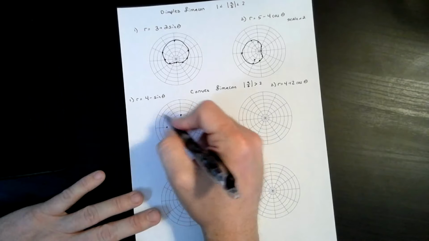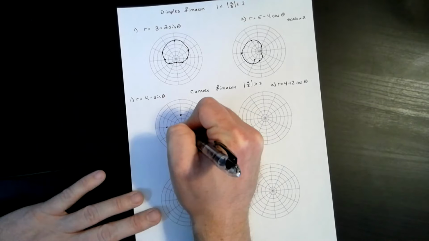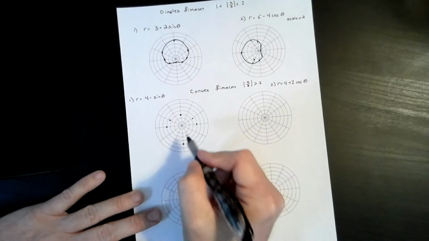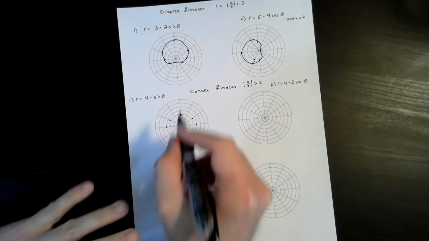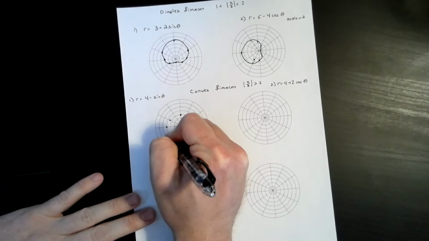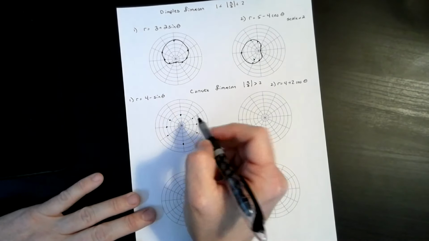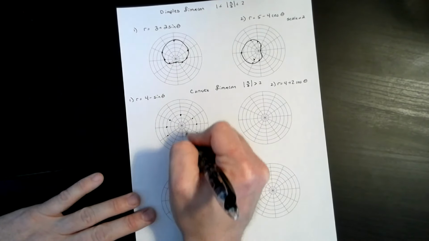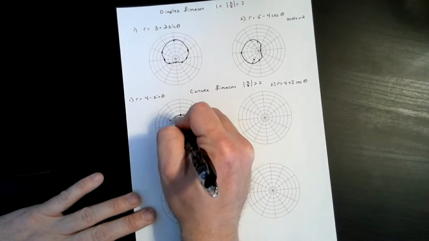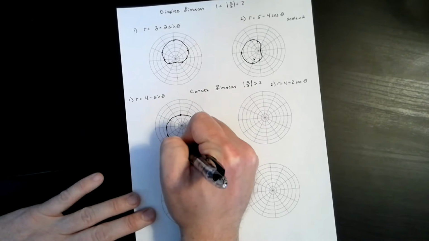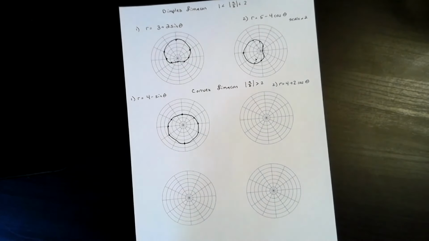When you plug a pi over 6 or a 5 pi over 6 in, you get 3.5. When you plug a 7 pi over 6 or an 11 pi over 6 in, you get 4.5. So this looks like it's going to be almost a dimple in here, but it never came back in. We started here, we flattened out in here, and we came back around and it's larger in this direction. Almost looks like a circle, not necessarily.